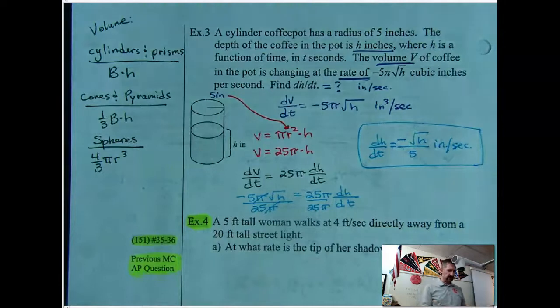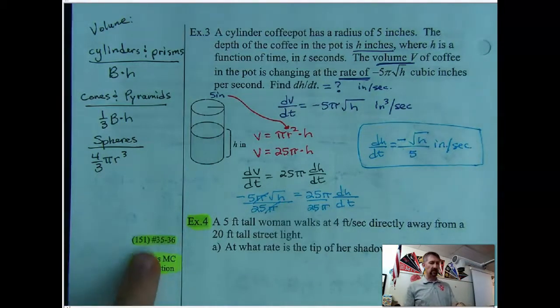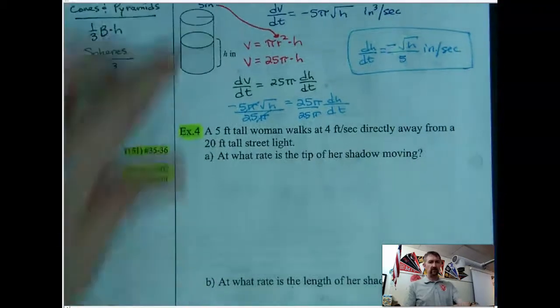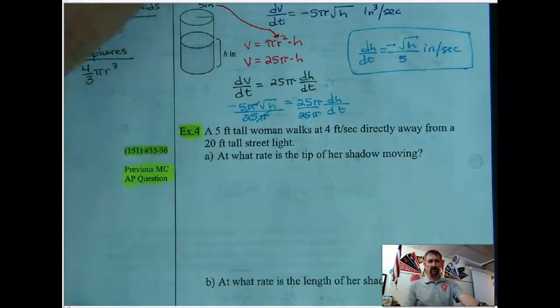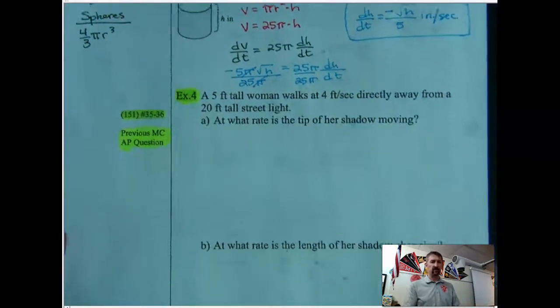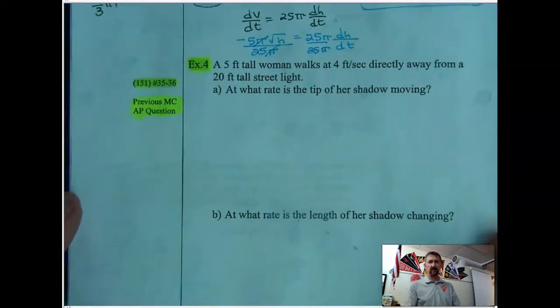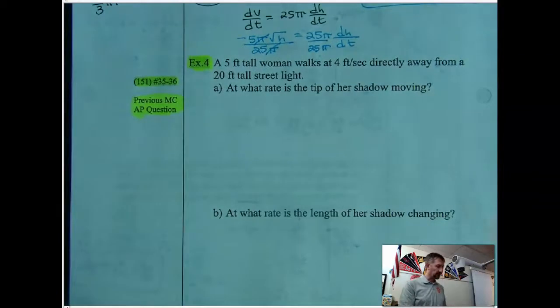Okay, this next question is a little more important. It's in your book, so make sure you do those two. Don't skip either one of those. Don't even skip 36. Well, it's even. Don't skip it. It's a test question. It's been on the AP test before. Practice it. All right, so step 1, draw a picture.